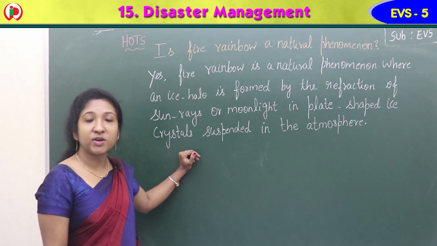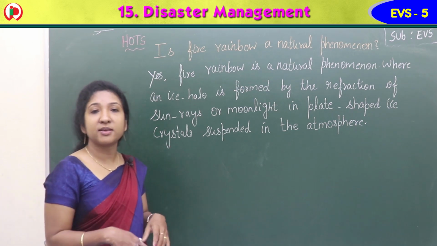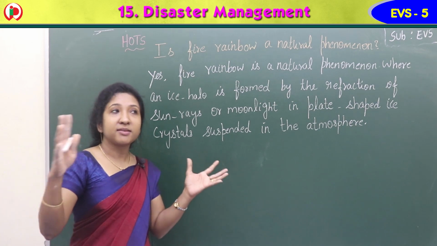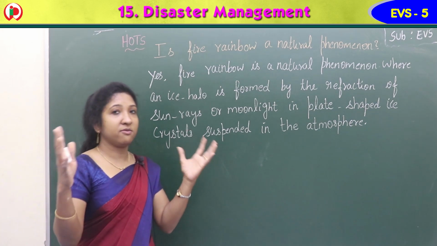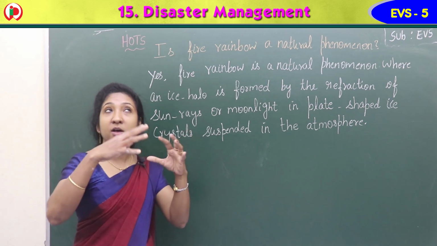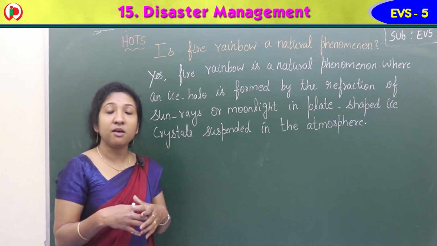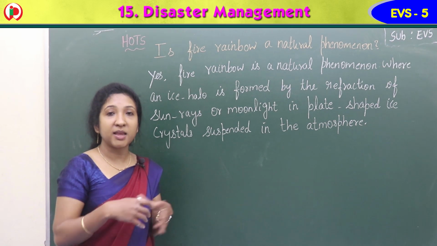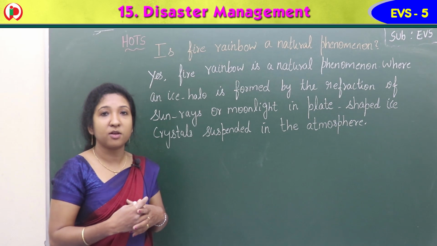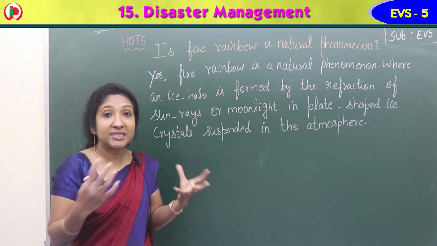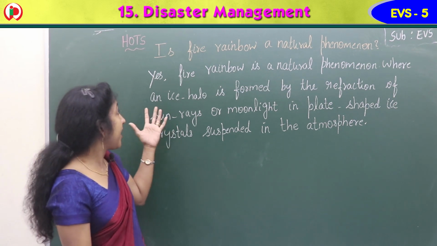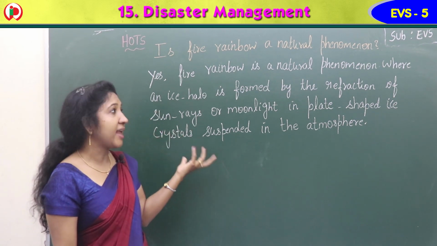Fire rainbow. What is a fire rainbow? Rainbow you know, isn't it? Yes. Like a rainbow, sometimes we can see a fire type, full of light, like a fire rainbow in the form of a rainbow shape itself. Okay, a rainbow with fire. What is that actually? Is it a natural thing that occurs? Let's see. Yes, fire rainbow is a natural phenomenon.